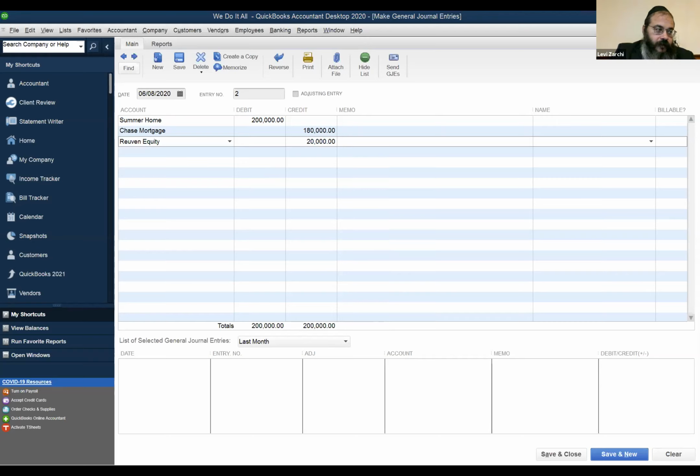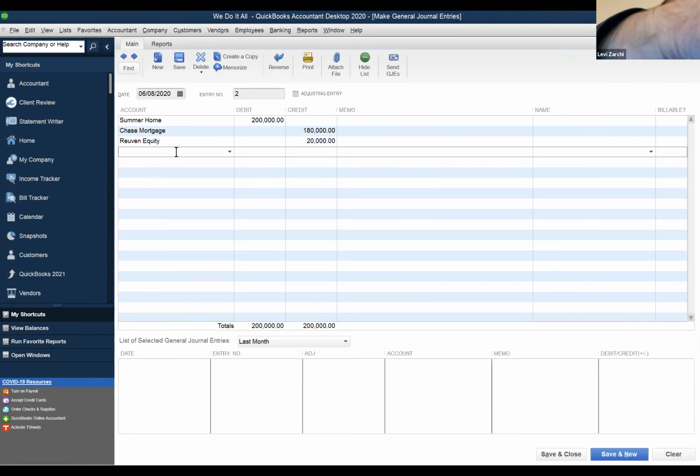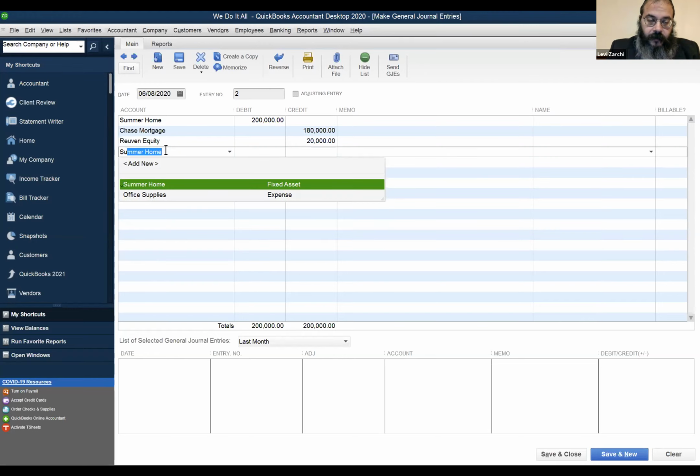But there is a continuation to the story. And that is that we said he's paying closing fees. So we're not going to make an account called closing fees because there's no asset called closing fees. What we're saying is this is all part of the asset called summer home. So we're going to type in over here, summer home. And once I type SU, it brings up summer home, because only supplies and summer home show up with the SU. Supplies is an expense, and summer home is an asset.